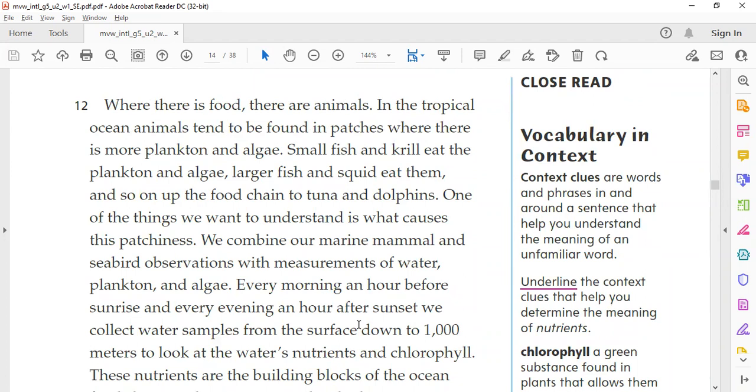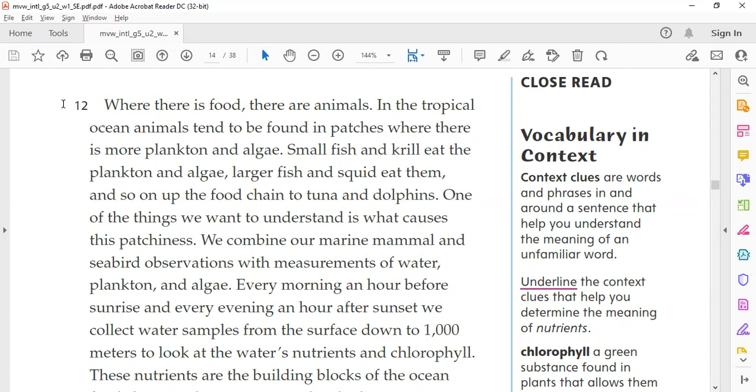So let's start by reading, and while reading, we have a new word. It's called nutrition or nutrient. Okay, so we need to understand its meaning out of the context. Let's just read first. Then when we come to it, I will let you know.